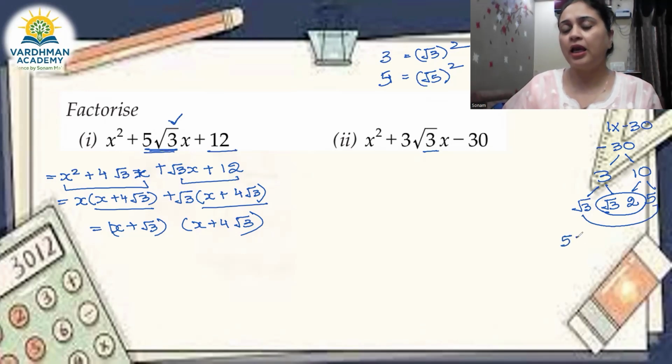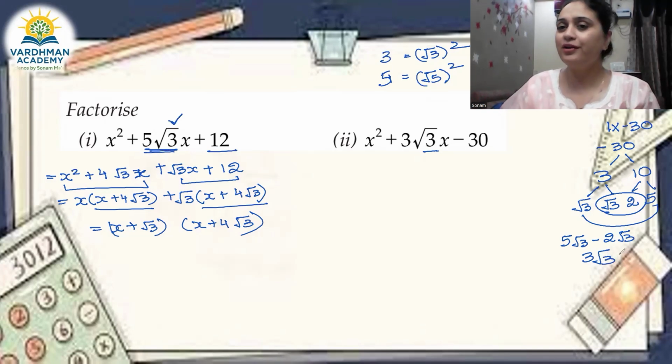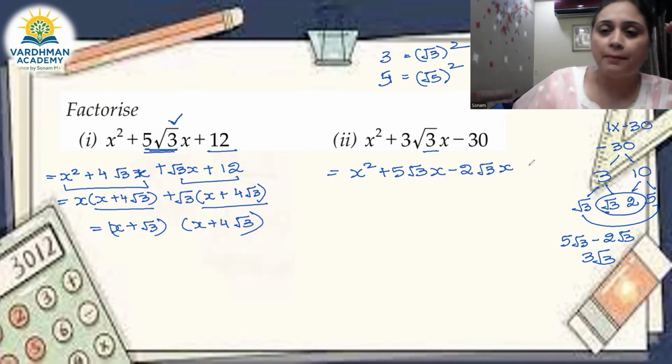So if you see, 5√3 minus 2√3, the difference of the two will give you 3√3. It's super simple if you do it stepwise. If you follow the right technique, you will end up getting the right results. So x square plus 5√3x minus 2√3x minus 30. Right, children?